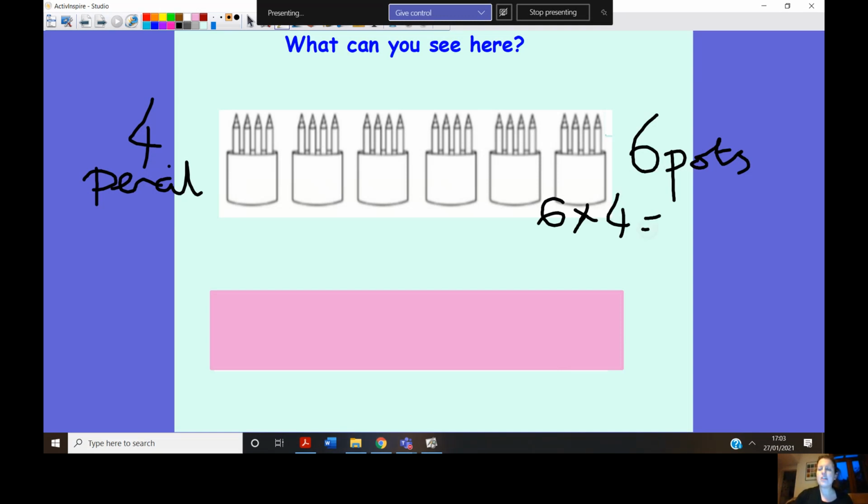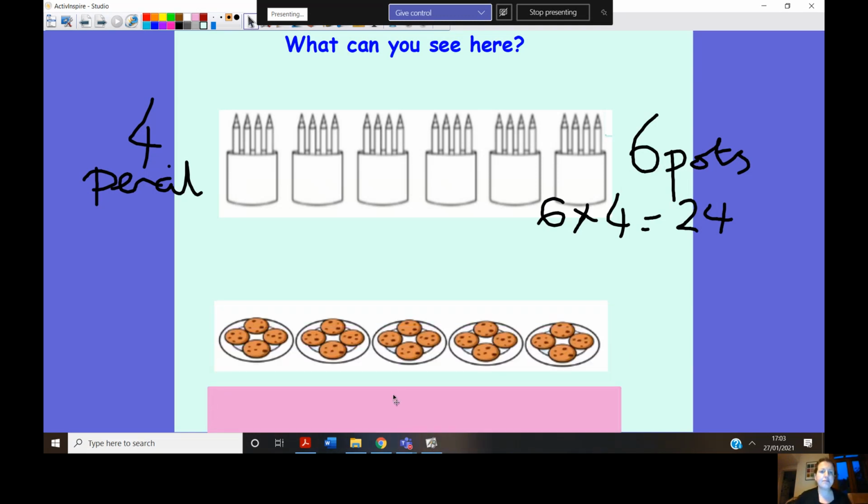We know that the words groups of is the same as times. Let's solve this. How many pencils do we have here in the pots? We have 4, 8, 12, 16, 20, 24. 6 groups of 4 is the same as 6 times 4, which is 24. Let's have a look at another example.